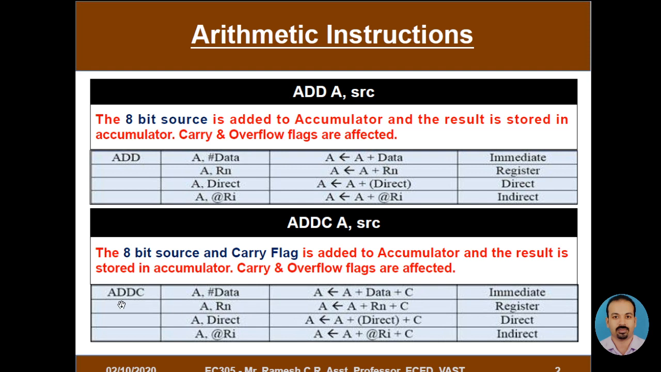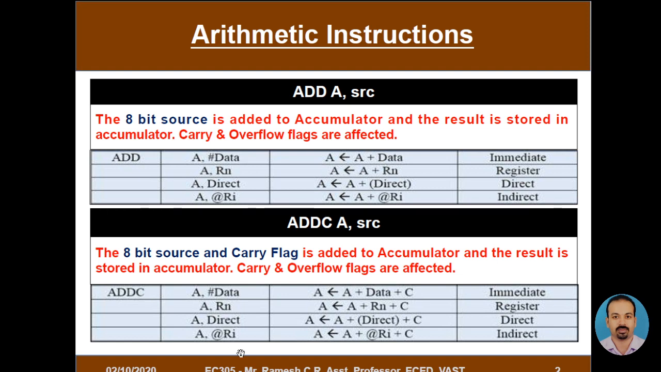Okay, and for the next case, ADDC A, Rn means the content of the register is added with the accumulator plus the carry flag and the resultant is stored to the accumulator. Okay, and the third example, ADDC A, direct means the content of the direct memory location specified in the instruction is fetched and added to the accumulator with the carry flag value, and the resultant is updated to the accumulator. And in the fourth case, ADDC A, @Ri means the content of the memory location pointed by the pointer register is added together with the carry flag and the accumulator, and the resultant is stored to the accumulator register.